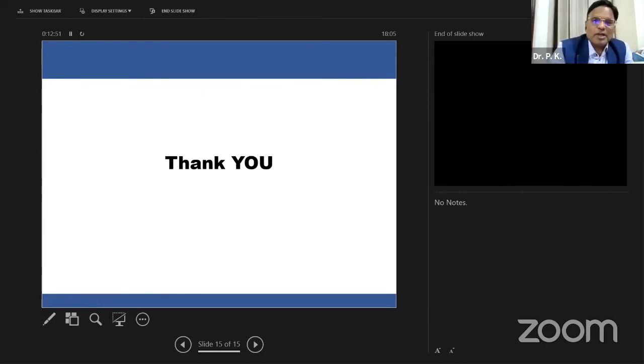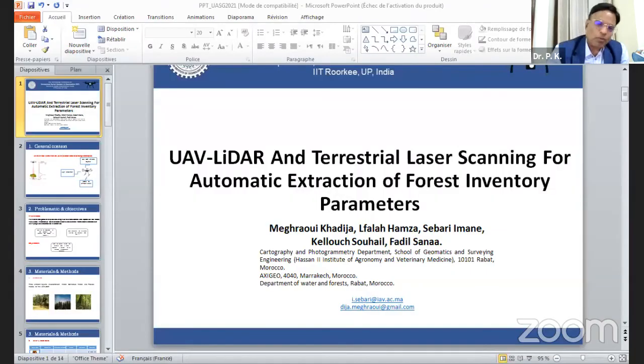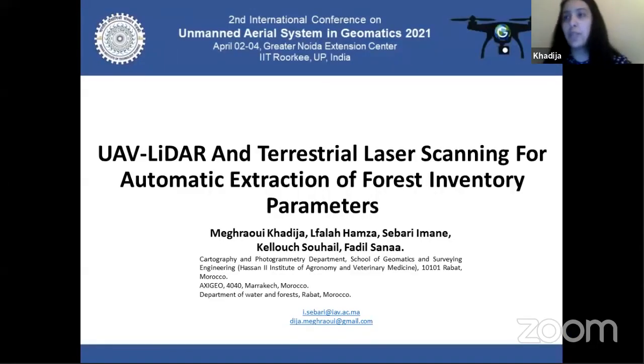So we move over to the next presentation now, which is perhaps the last presentation: UAV LIDAR and terrestrial laser scanning for automatic extraction of forest inventory parameters, from Madam Khadija from Morocco. Good afternoon, everyone. I'm Khadija Marawi from Morocco, and today I'm presenting UAV LIDAR and terrestrial laser scanning for automatic extraction of forest inventory parameters.